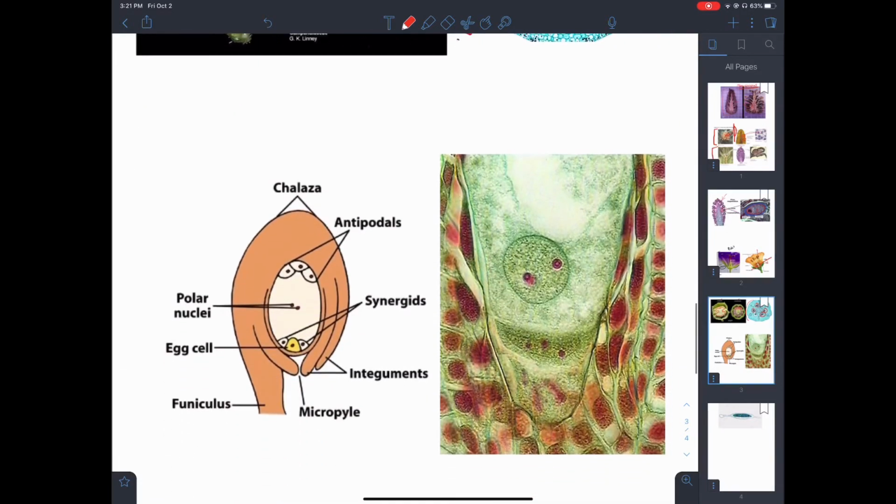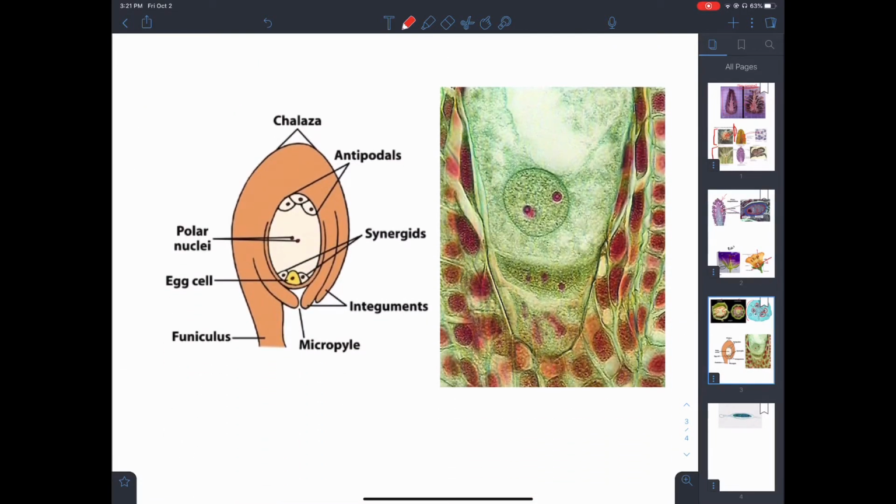Okay, now I want to take a look at this megasporangium. Now, I don't expect you for this class to understand all the terms, antipodals, synergids, etc. But I do expect you just to understand what we're looking at. So this is the ovule or the megasporangium. And inside of the megasporangium, we had megaspores that germinated and gave rise to the megagametophyte.